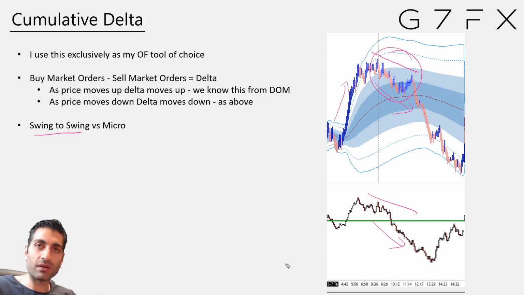Price is moving up. Are market orders driving it? Are buyers convinced this is going to go up? Yeah, it is. Look, market's moving up. Same thing as we went down. Over a period of time, I can sit back, relax over a couple of hours and think, all right, yeah, okay. Sellers over the past couple of hours are driving this market down.